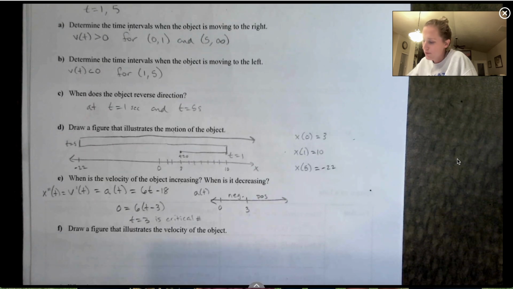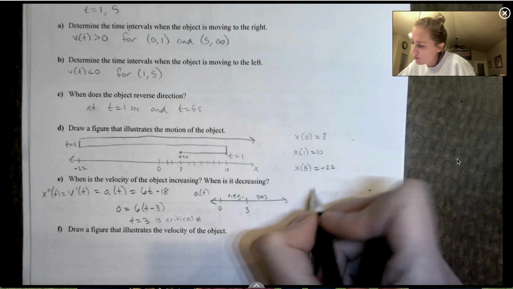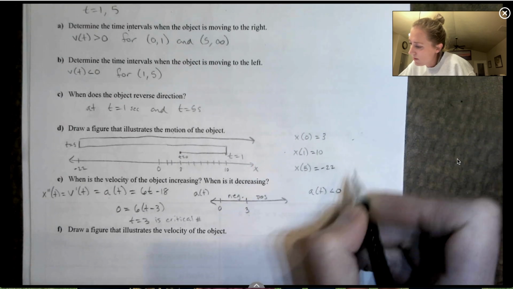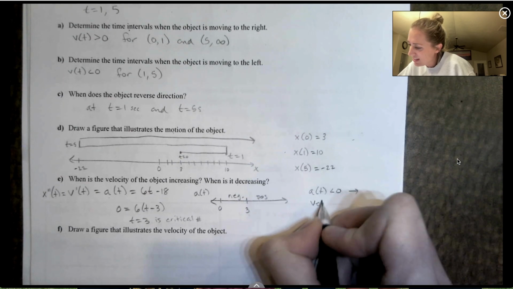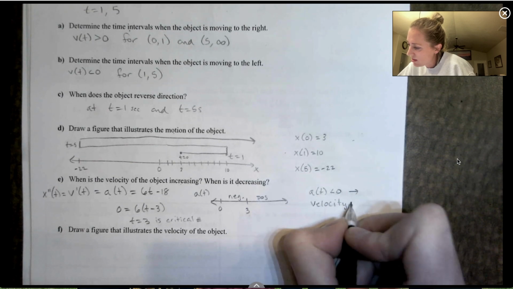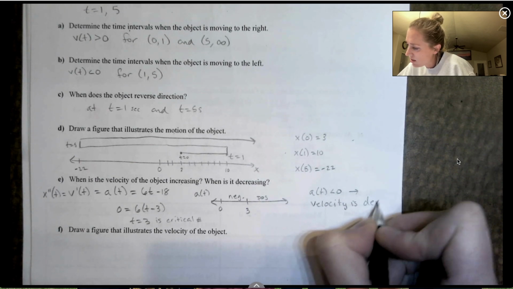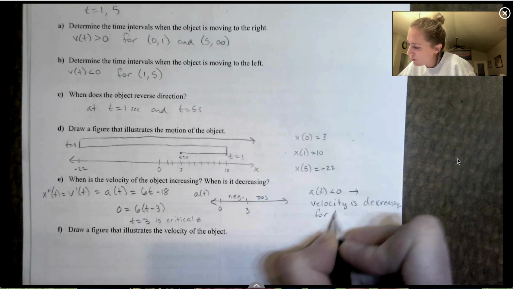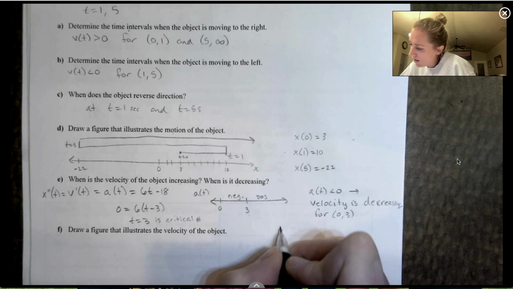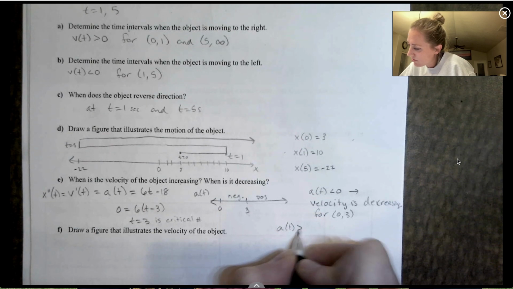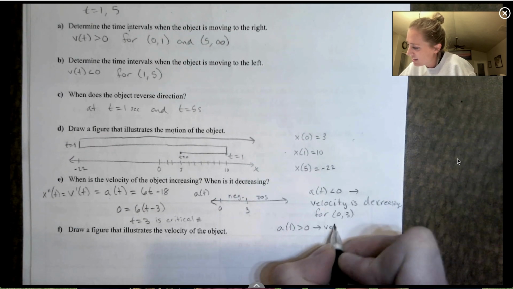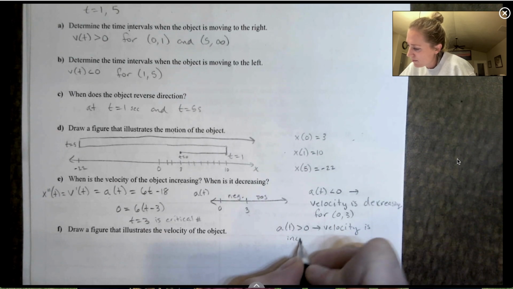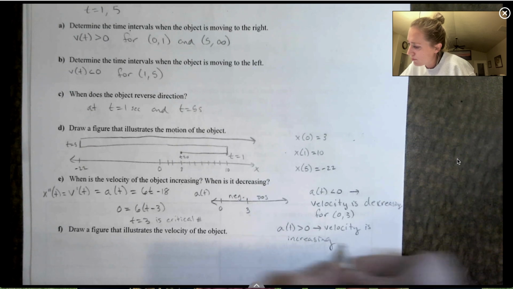So when our acceleration, a of t, is less than 0, which means our velocity is decreasing, for 0 to 3. Our a of t is greater than 0, which means velocity is increasing, from 3 to infinity.